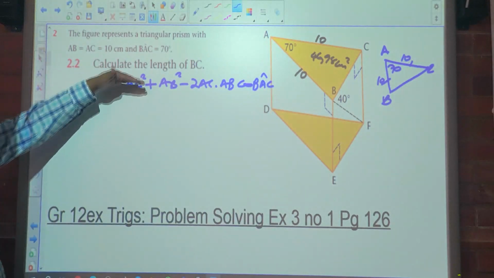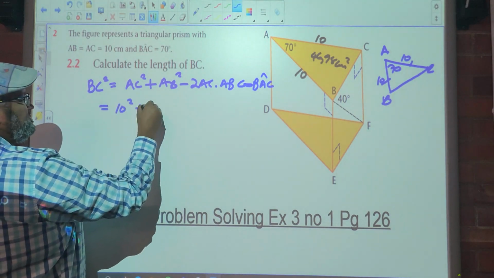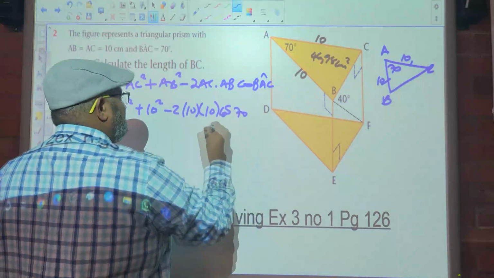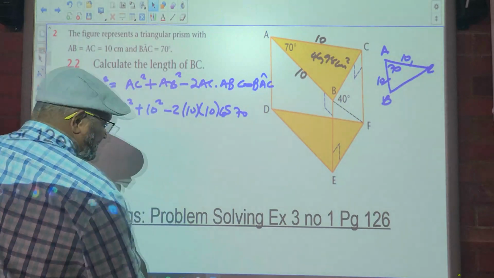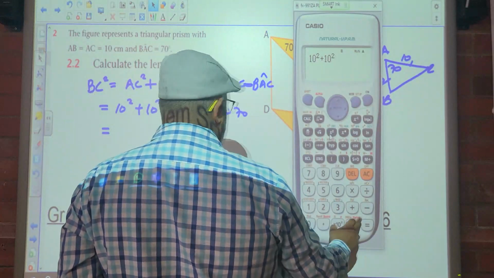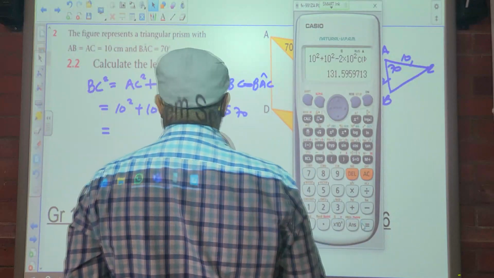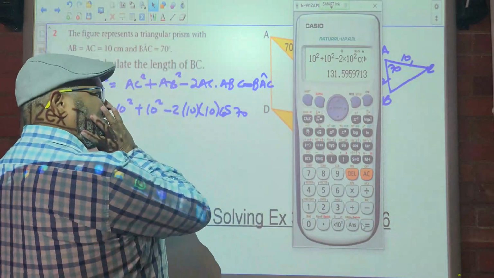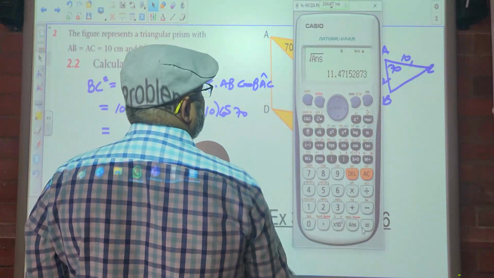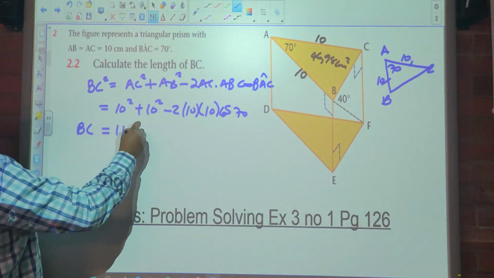Again, we don't have to write this. So you're going to have 10 squared plus 10 squared minus 2 times 10 by 10 cos of 70 degrees. The calculator goes 10 squared plus 10 squared minus 2 times 10 squared cos of 70. That gives me BC squared to be 131,5959713. The root thereof gives me an answer 11,47. So BC is 11,47.